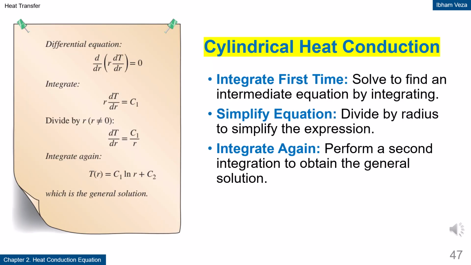Steps. Cylindrical heat conduction. The solution starts by integrating the differential equation for the first time. The result is then simplified by dividing by the radius.